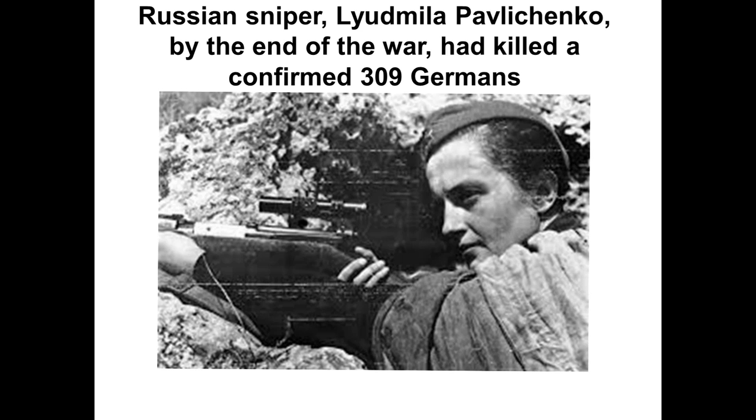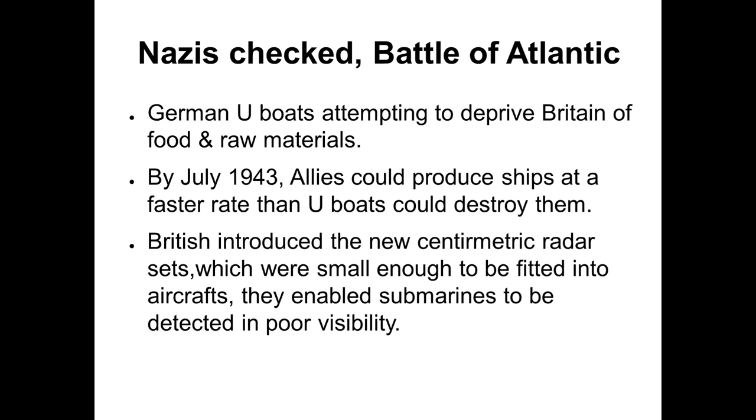Battle of Atlantic. German U-boats, they were the submarines. They used to destroy the enemy ships, but then by 43, Allies could produce ships at a faster rate than U-boats could actually destroy them. Something like the Indian population, more people being born than those who are dying. Second stage of demographic dividend. This you will study in geography and economics.